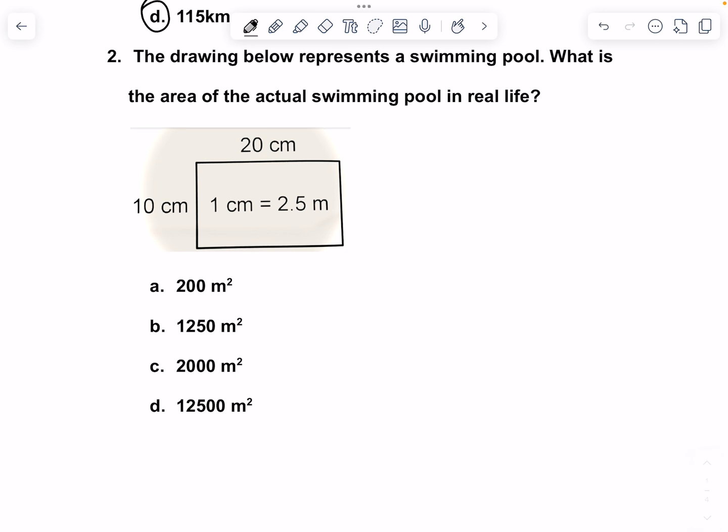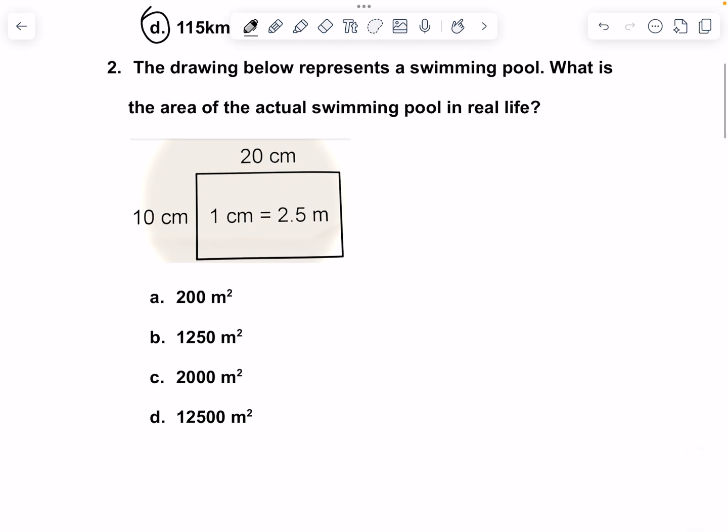Number 2 says the drawing below represents a swimming pool. What is the actual area of the swimming pool in real life? So to do this for scale factor, what you need to do is convert these two to meters and then multiply them. So the scale is 1 centimeter to 2.5 meters. 10 centimeters we have first. We multiply that by 2.5 and we get 25 meters.